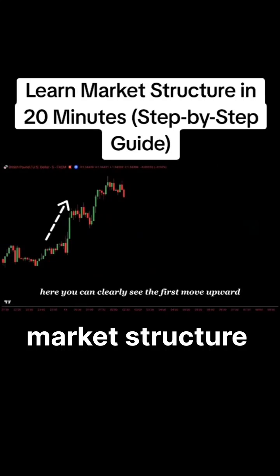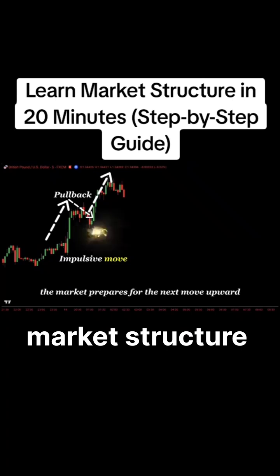Here, you can clearly see the first move upward. This is the impulsive move, where buyers are pushing the market higher. After that, the market starts to move down slightly. This is not a reversal, but simply a pullback caused by profit taking. Once this pullback is completed, the market prepares for the next move upward. This is where many traders make mistakes. The most important question now is, how do we trade this structure?